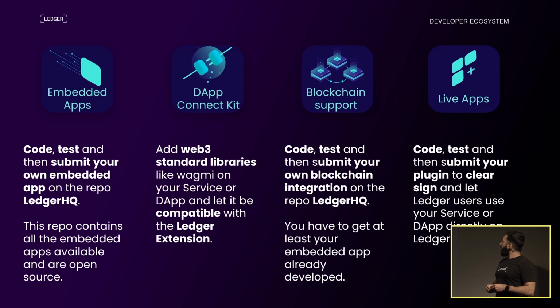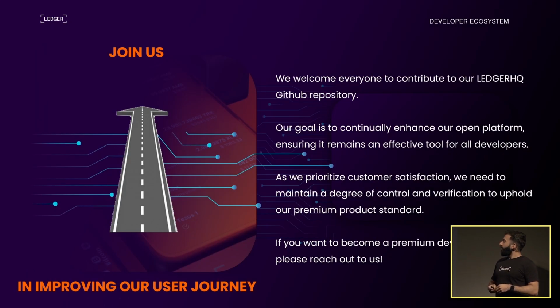And the last one, the live app. For this one, it's also really straightforward, but it depends if you're a DApp or a non-DApp. If you're a DApp, you will need a plugin to be coded to clear sign through your DApp. And if you're a non-DApp, it's just a matter of some files with the manifest describing your service. Same thing, it's really straightforward. And that's mainly it.